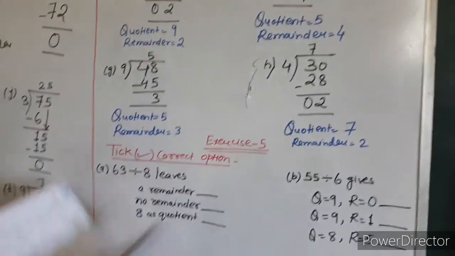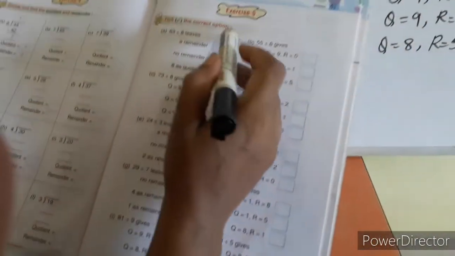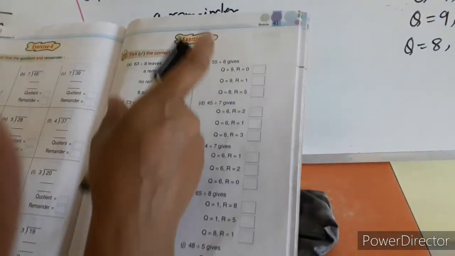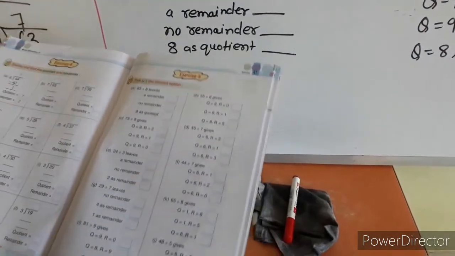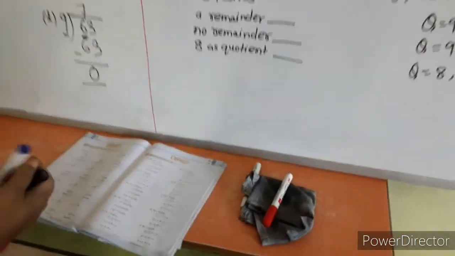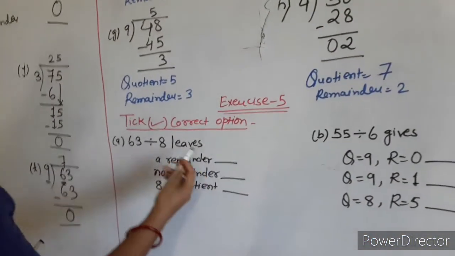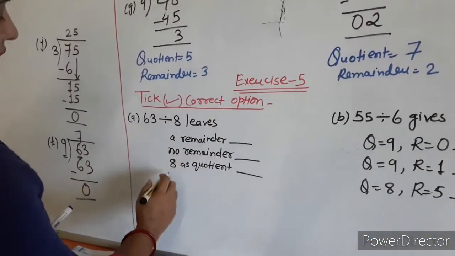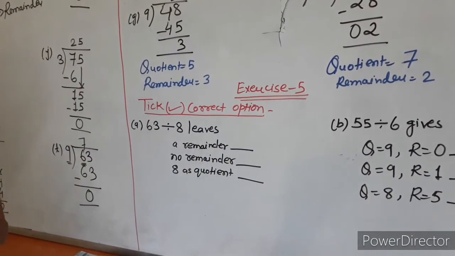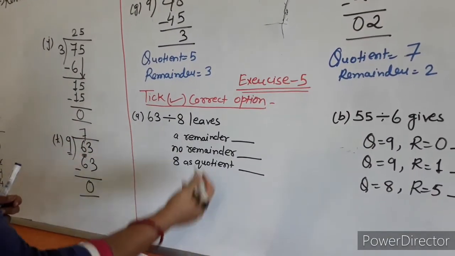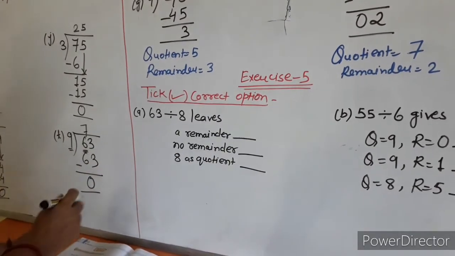Our next exercise is exercise 5. Here it is given, so we have to tick the correct option. So I am just going to show you 2 problems. I will show you, the rest you have to do yourself. 63 divided by 8 leaves a remainder, no remainder, or 8 as quotient. So first we are going to see whether it will be remainder or no remainder or 8 as quotient.